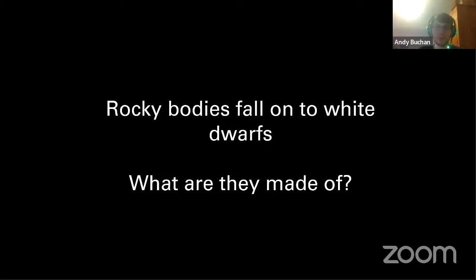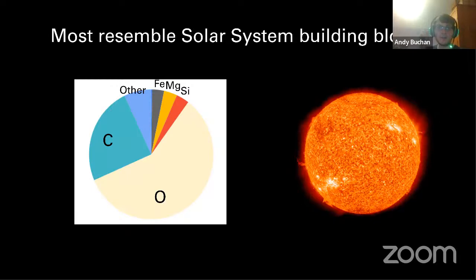So to work out what these rocky bodies that are falling into white dwarfs are made of, observers can measure how much of each element, such as calcium or oxygen, is in the atmosphere of the white dwarf. Earlier on, I said it would be great to be able to cut open a white dwarf and see what's inside. This is about as close as we can get. It's a reasonable approximation to dissecting these rocky bodies. So we can measure the relative amounts of these elements in the white dwarfs and then compare them to objects that we know from the solar system to see how similar or how different they are.